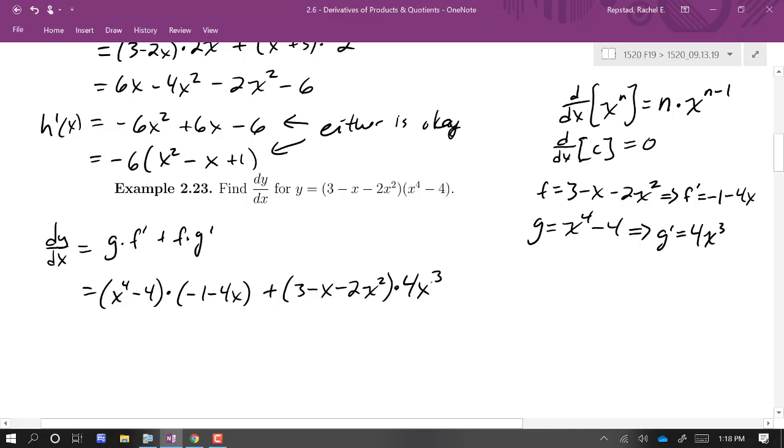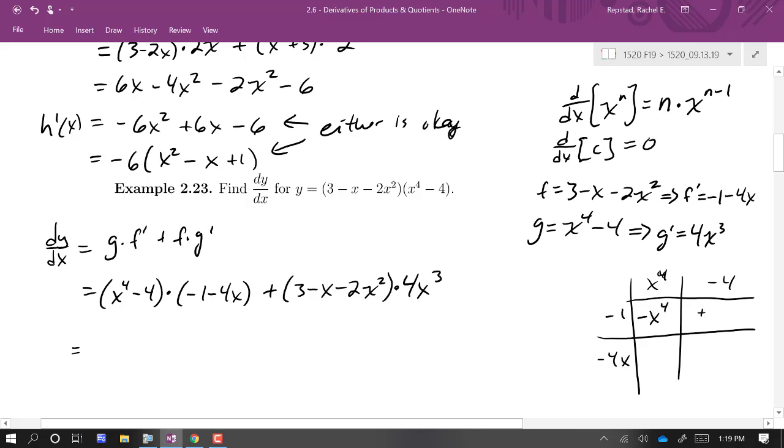What we have here is certainly equal to the derivative, but we always need to make sure we're simplifying our results. So let's multiply this out and combine like terms and see what we get. So the first one we're going to FOIL. Let's see. x to the fourth. So we have minus x to the fourth, positive 4, minus 4x to the fifth, positive 16x. No like terms there, so I'm just going to throw these in.